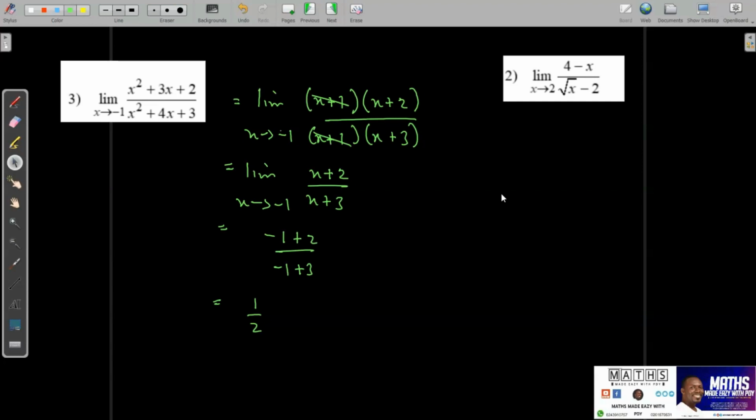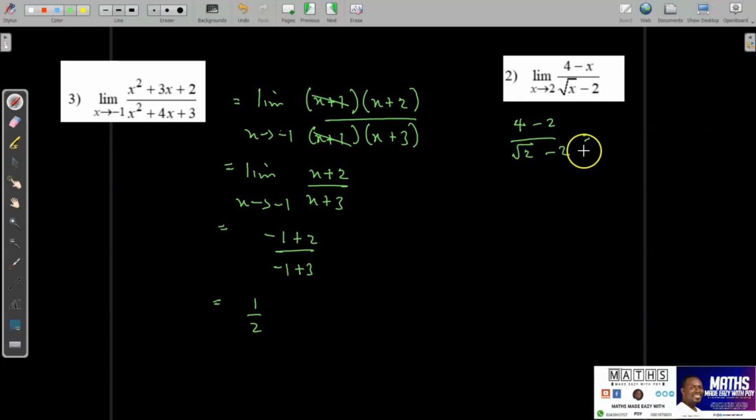Yes, any other idea? But don't you think that we can? Do you have any removable discontinuity here? With this, just plug in the value and let's see what answer you get. Just plug in directly and tell me what the answer is. If it is 4, because s is approaching 2, do you agree? So it becomes 4 minus 2, all divided by root of 2 minus 2.